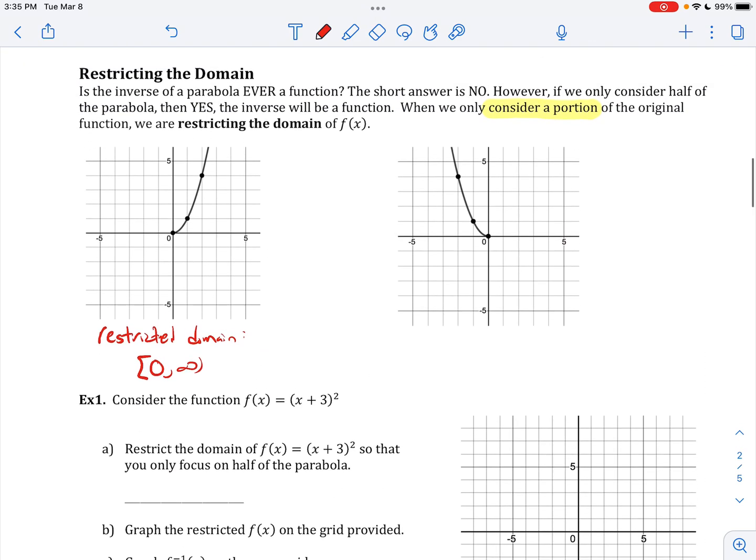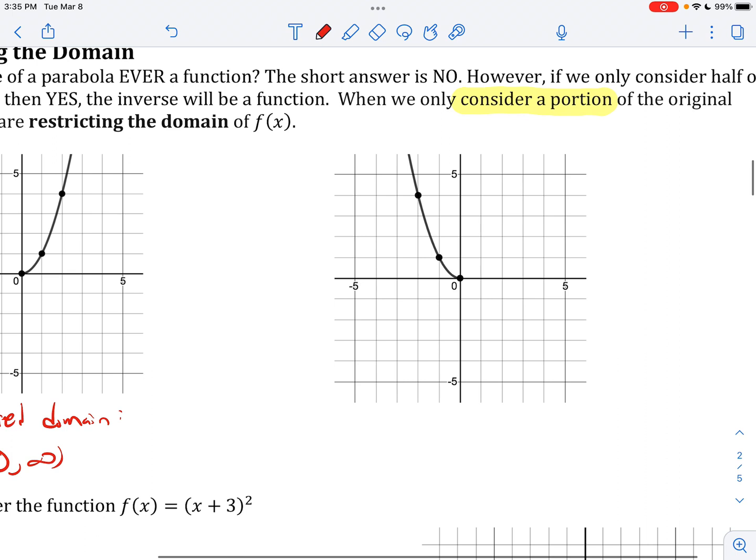And here, well, can I make this, can I, really? Okay. They restricted, I have better handwriting, I feel like. Restricted domain here is from negative infinity up to 0.